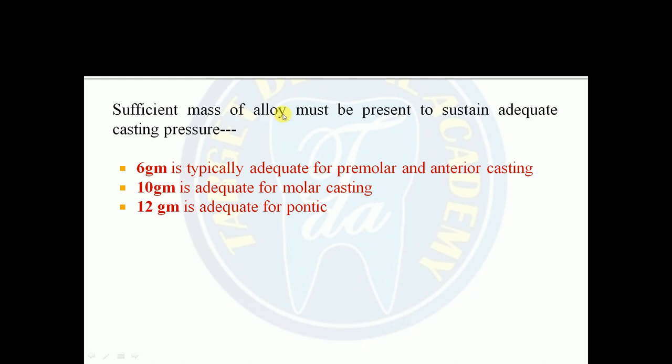Sufficient mass of the alloy must be present to sustain adequate casting pressure. That is, 6 gram is typically adequate for premolar and anterior casting, 10 gram for molar casting, and 12 gram for the pontic.